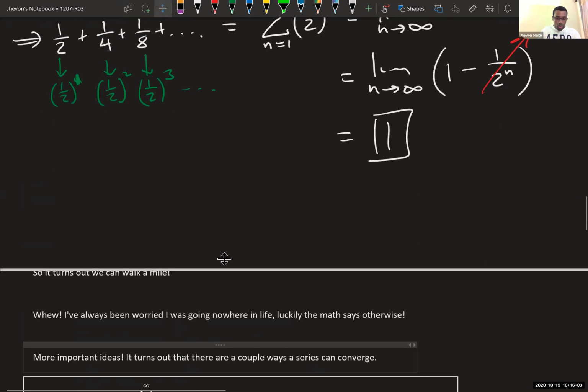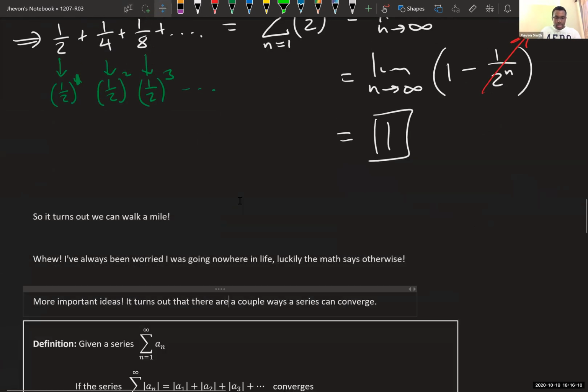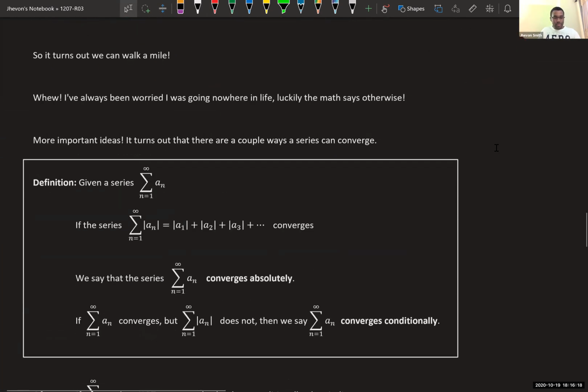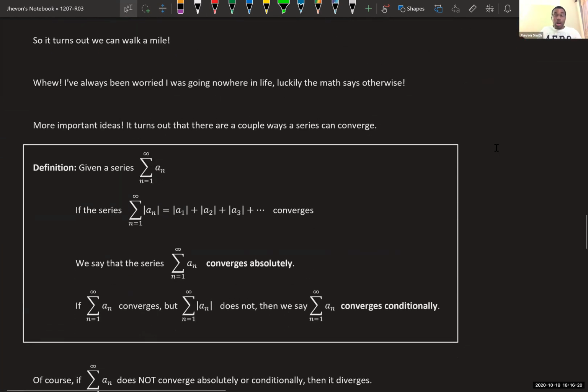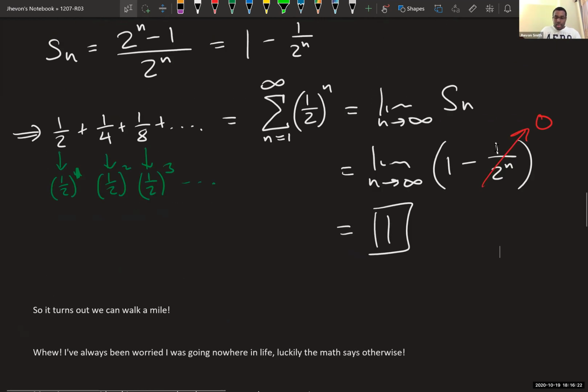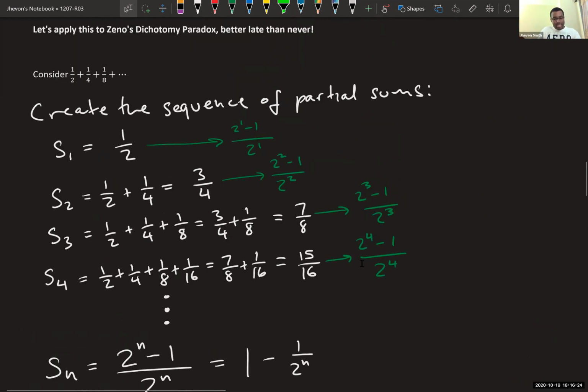So yeah, we can walk a mile. The dichotomy paradox is solved. There is no paradox. We just had to make our notion of what it means to add something bigger, or more comprehensive. So yeah, now of course, this, as you can probably tell, is going to be tedious.